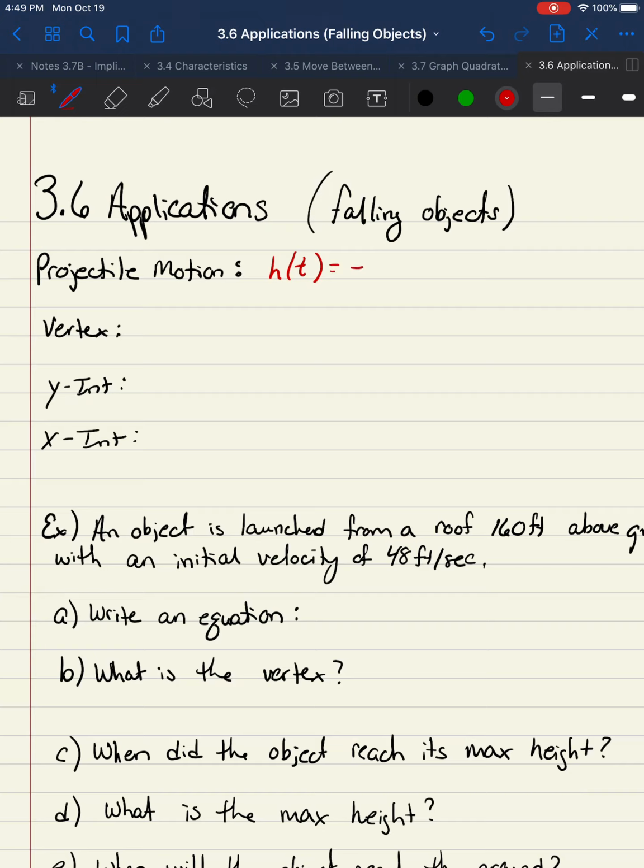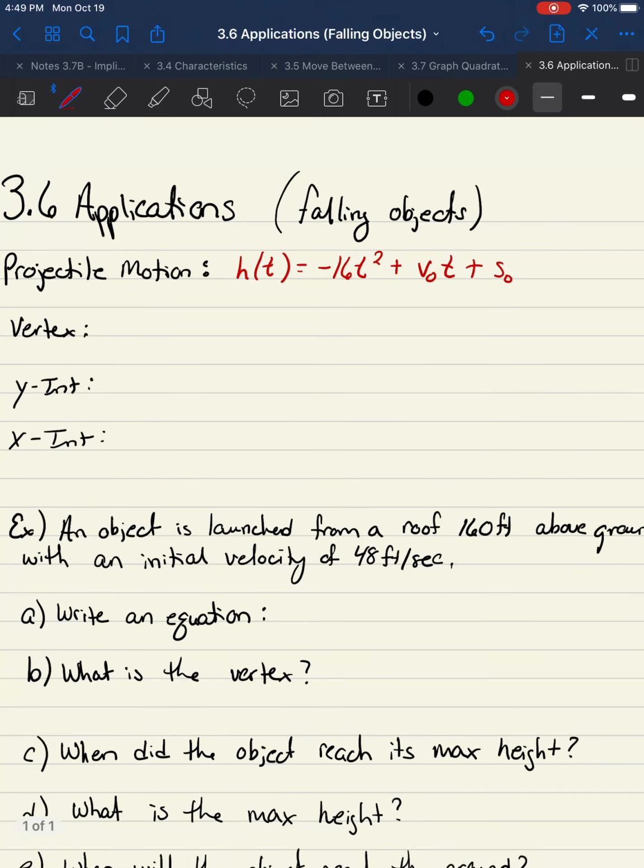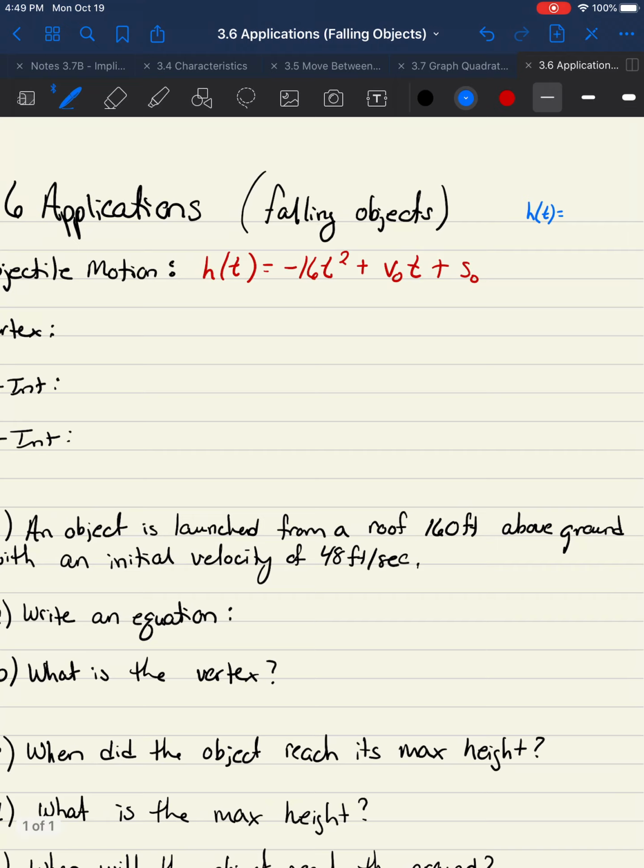Hey guys, today we're going to talk about applications of quadratics and falling objects, projectile motion. So we have a general formula for projectile motion, and I will explain the pieces in just a minute, so don't worry. h of t is equal to negative 16 t squared plus v sub 0 t plus s sub 0. Now, this looks intimidating, but it's still just standard form of a quadratic. But we need to know what all this stuff stands for.